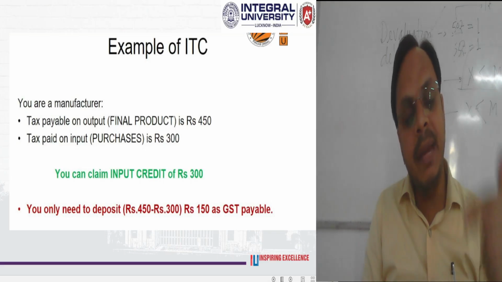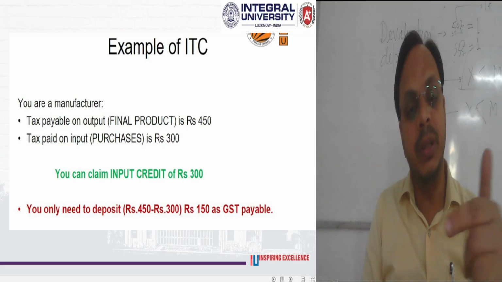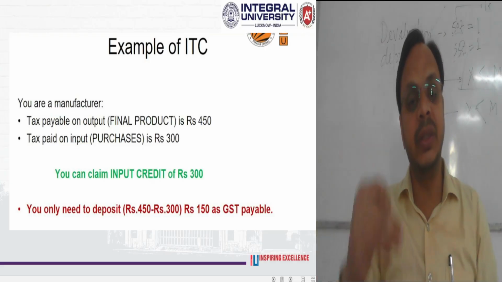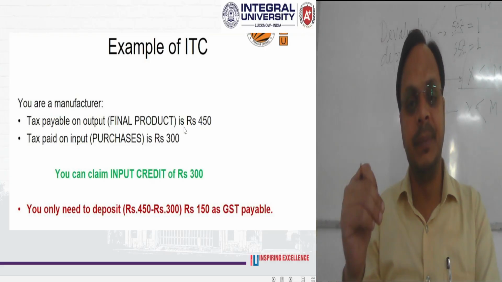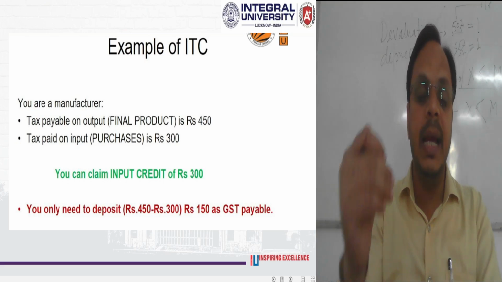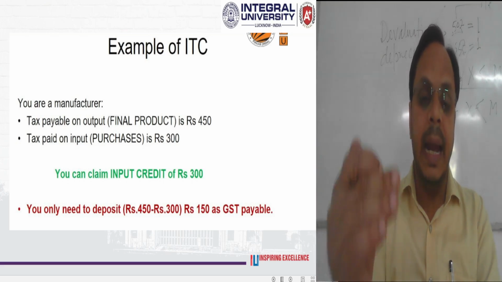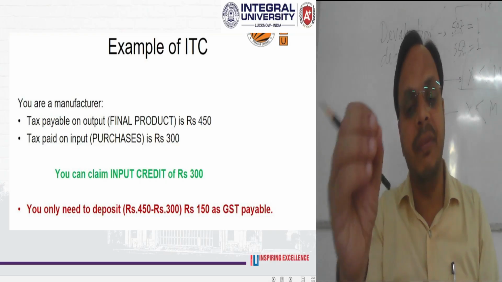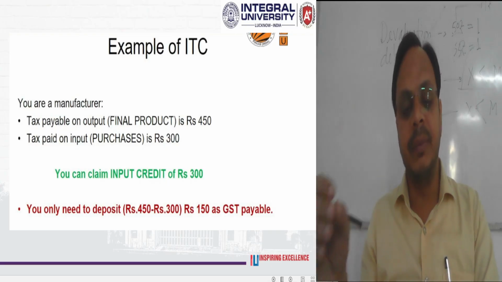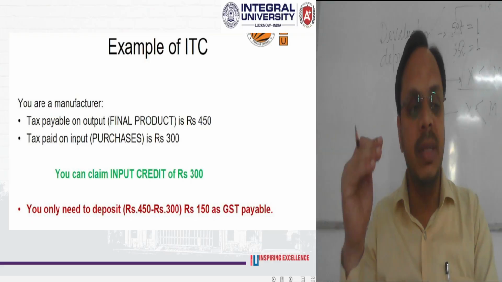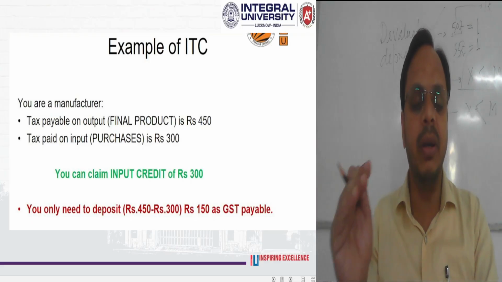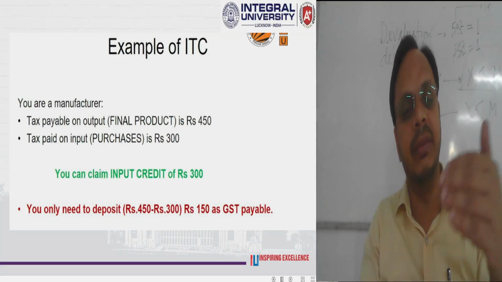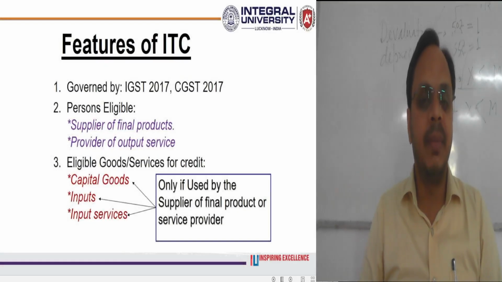So you can claim input tax credit of these 300 because we have already paid taxes at the time of the acquisition of that particular product. So 300 rupees you can claim. This is what input tax credit of 300 is. So you need to deposit only 150 as GST. Only 150 GST is payable, not more, because 300 rupees you have already paid on the acquisition of the products. I hope that things are clear.